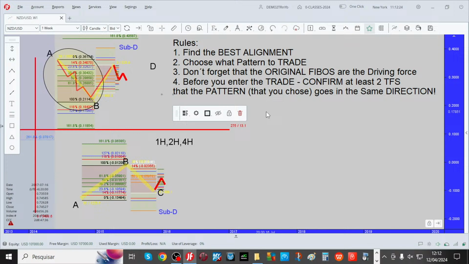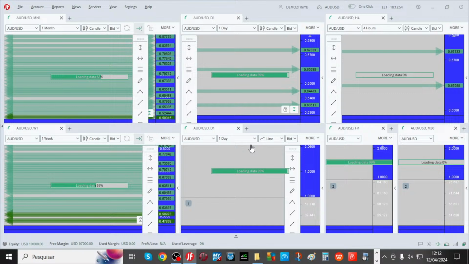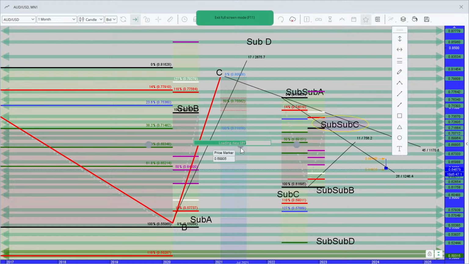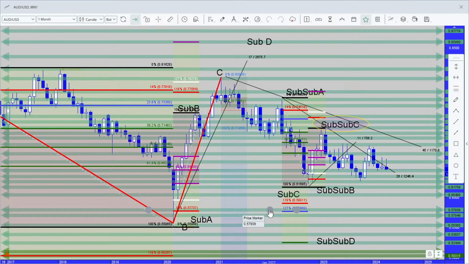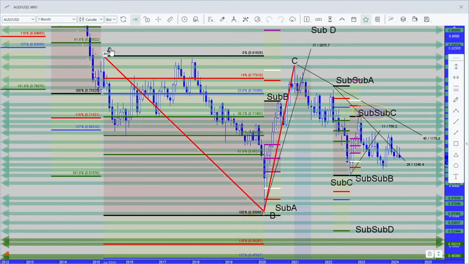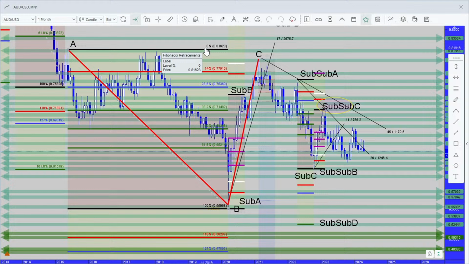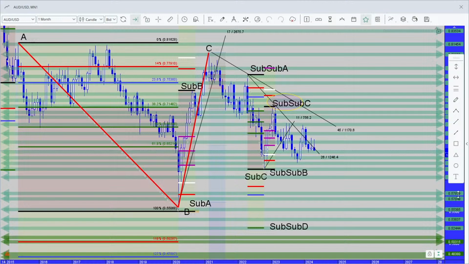Now, let's do a live example, everybody. We're going to open AUDUSD. I'm not sure if I have all the Fibonacci's there, but all right, so this is the AUDUSD monthly chart. All right, everybody, you have the original Fibonacci ABC. You have the contrarian. Did I save it? Oh, we have it. All right, all good. You have the contrarian going up, and you have the confirmation, right? Sub sub A, sub sub B, sub sub C.